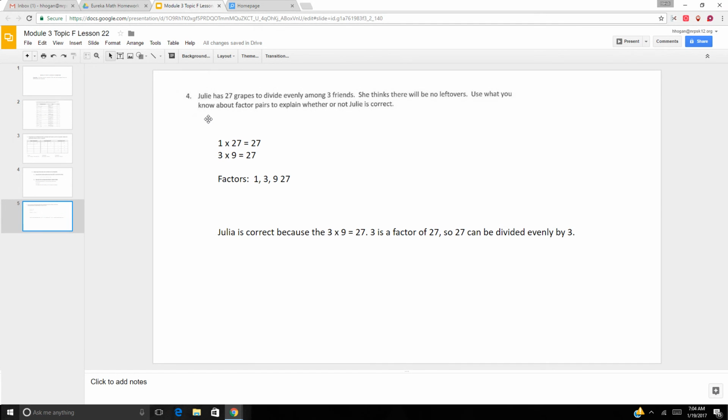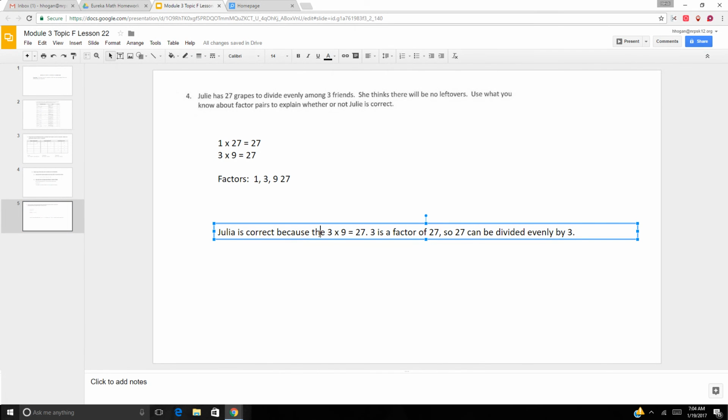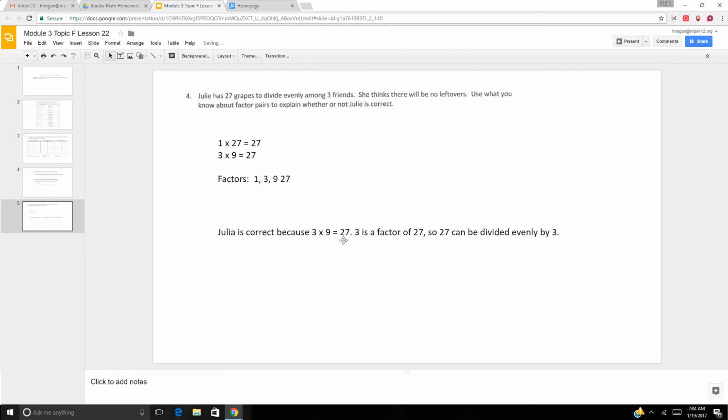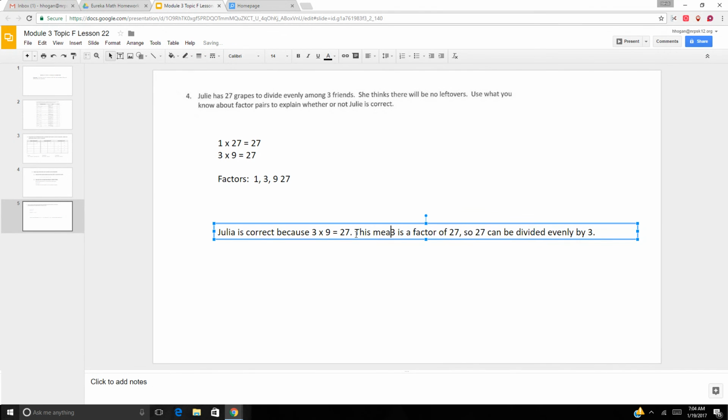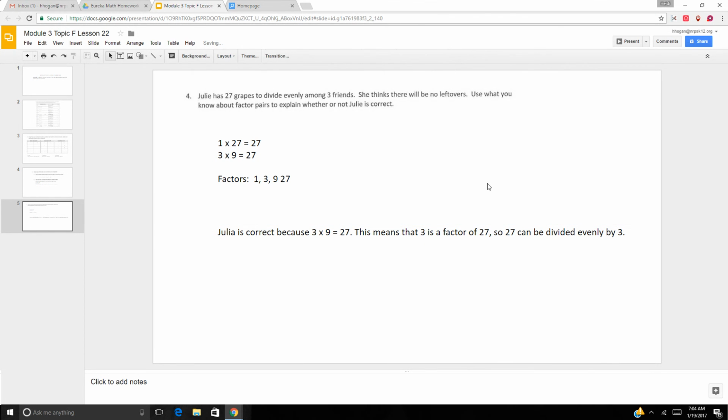Okay? So Julie has 27 grapes to divide evenly among 3 friends. She thinks there'll be no leftovers. Use what you know about factor pairs to explain whether Julie is correct. Well, I know that 1 times 27 is 27, but I also know that 3 times 9 is 27. So I know then that 27 divided by 3 would be even because the factors are 1, 3, 9, and 27. So Julie is correct because 3 times 9 is 27. This means that 3 is a factor of 27, so 27 can be divided evenly by 3.